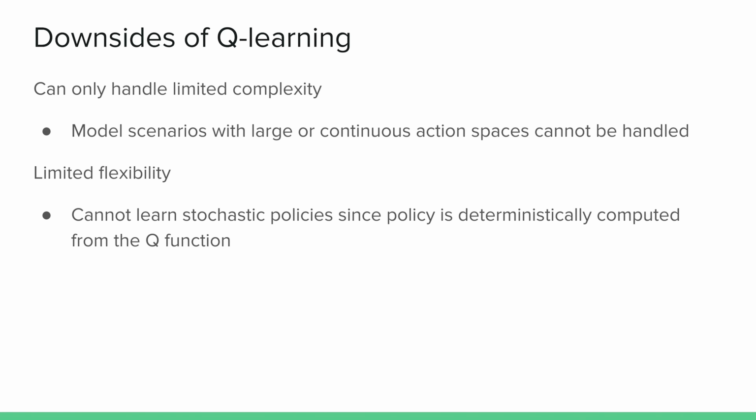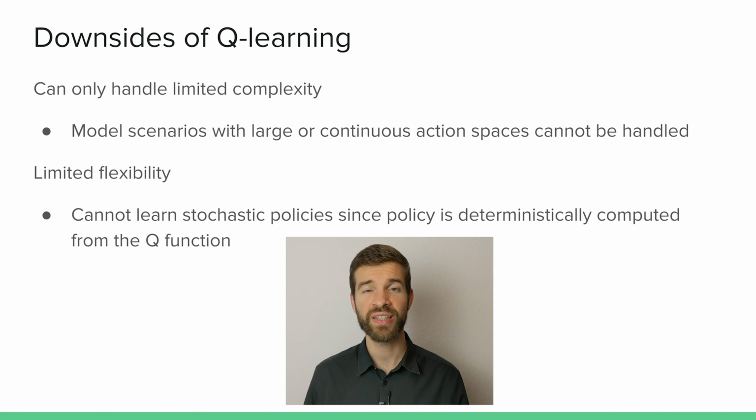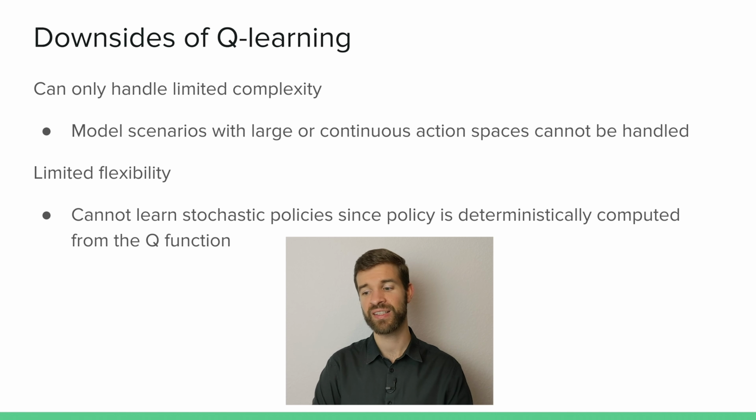There are some downsides of Q-learning, so we can only handle limited complexity. Modeling scenarios with large or continuous action spaces is not really possible, because think back, we have a discrete output of actions that we learn to predict with our Q function. If that is very large, we have a very difficult classification problem because we have so many potential outputs that it's hard to make a good decision here.